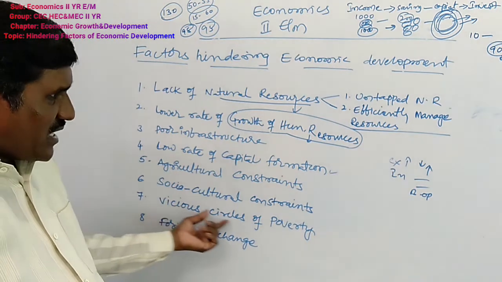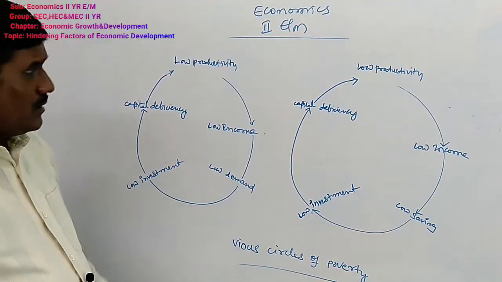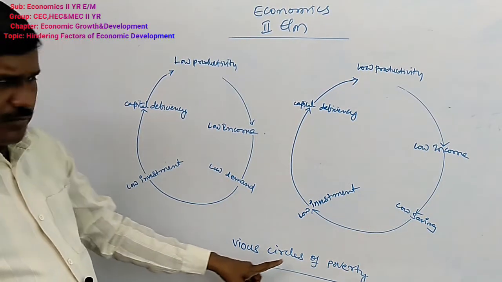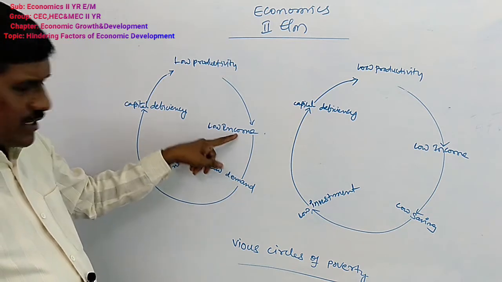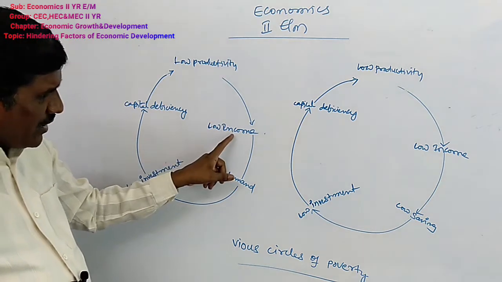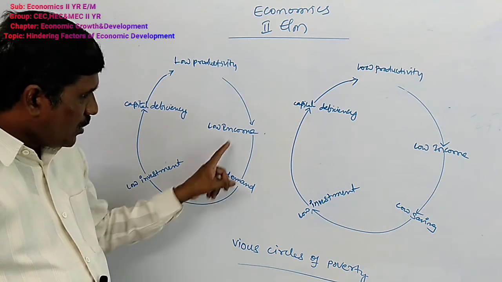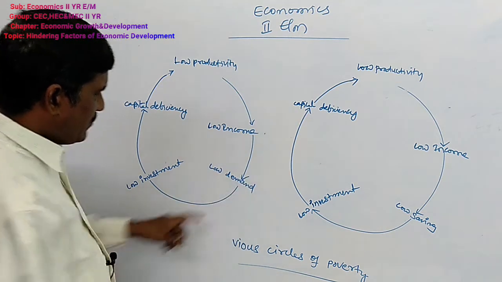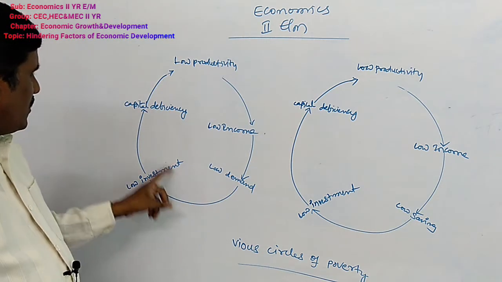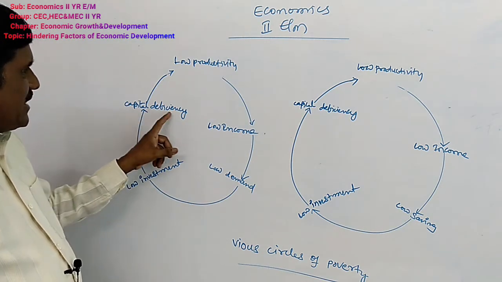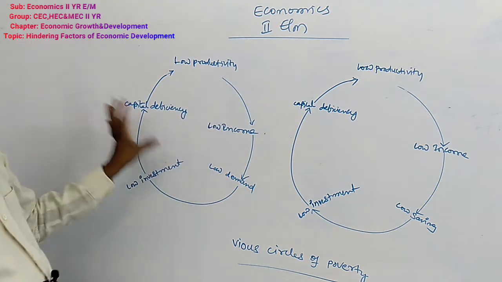Then vicious circles of poverty. What are the vicious circles of poverty? Let me analyze. In the vicious circle of poverty, people are getting a low level of income. So the people getting a low level of income do not have sufficient demand. Low income leads to low demand, low demand leads to low investment, and low investment leads to capital deficiency. So it leads to low productivity. So this is the demand side.